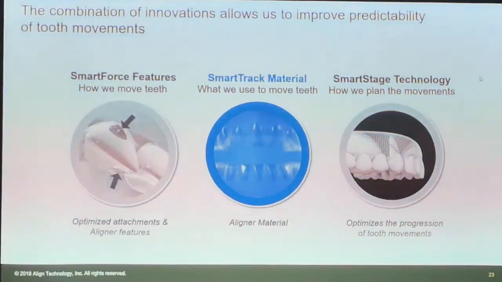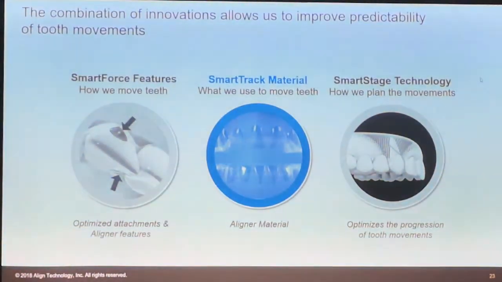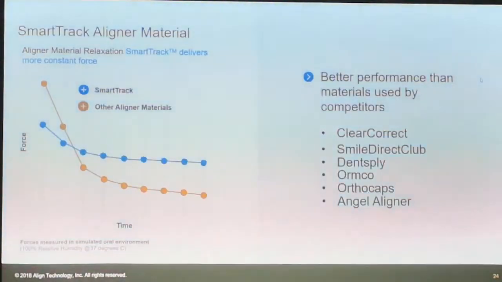Okay, and the second thing I would like to show you is the SmartTrack material. As I mentioned earlier, our aligner is made from SmartTrack material. The benefit of SmartTrack is that it is more flexible and more adaptive to the patient's teeth.